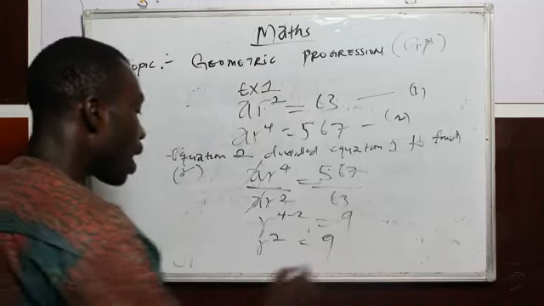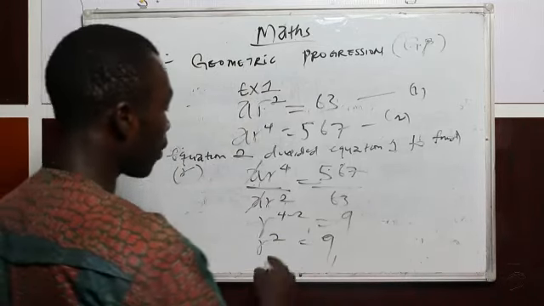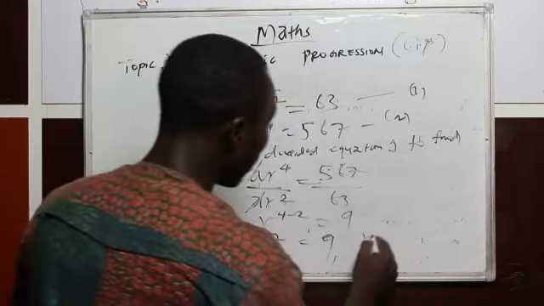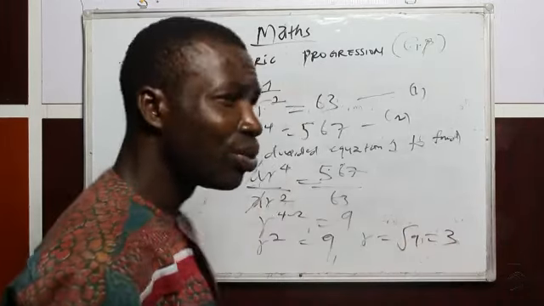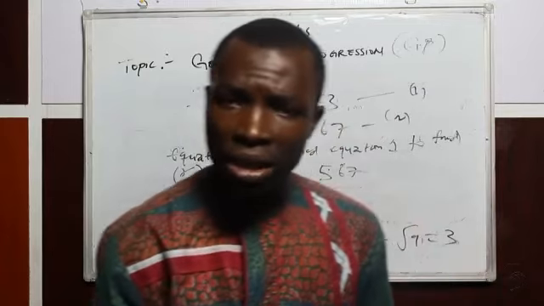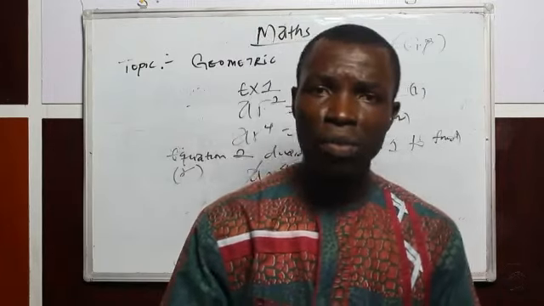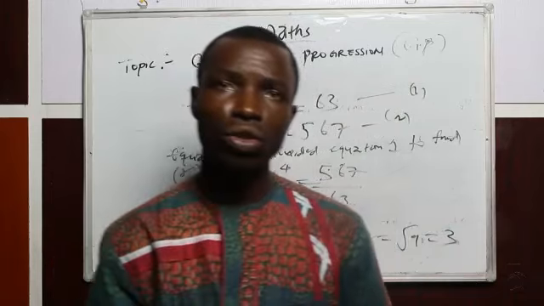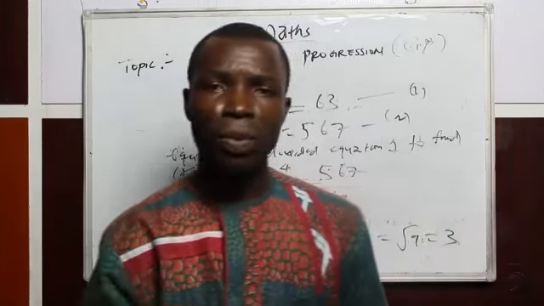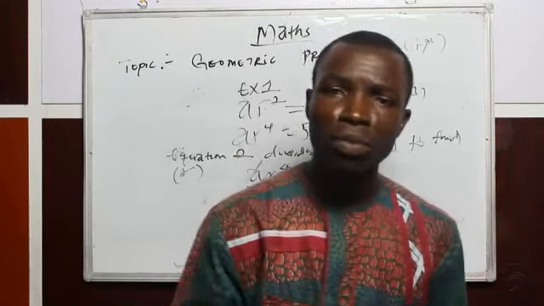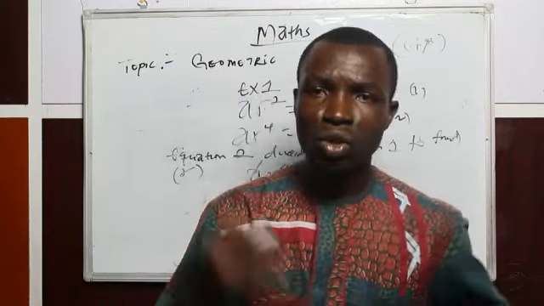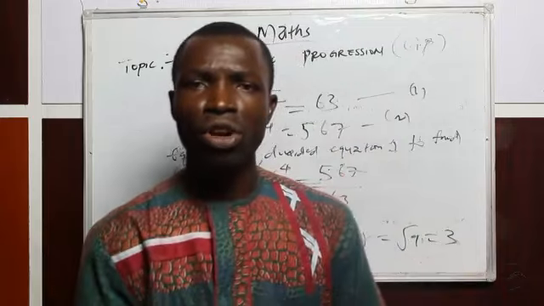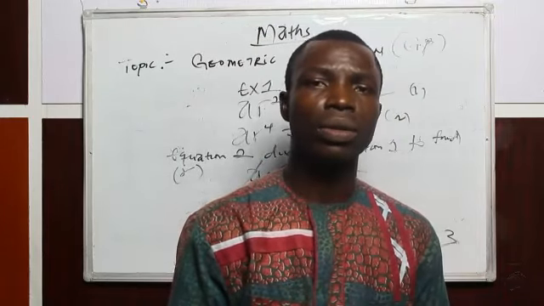How do you find our common ratio when you have r squared equal to 9? r is equal to root of 9, which will give us 3. So our common ratio is 3, which means the sum of the GP, the formula I gave you earlier, Sn equal to a bracket r raised to power n minus 1 over r minus 1, is more effective for us to use because the common ratio is greater than 1.